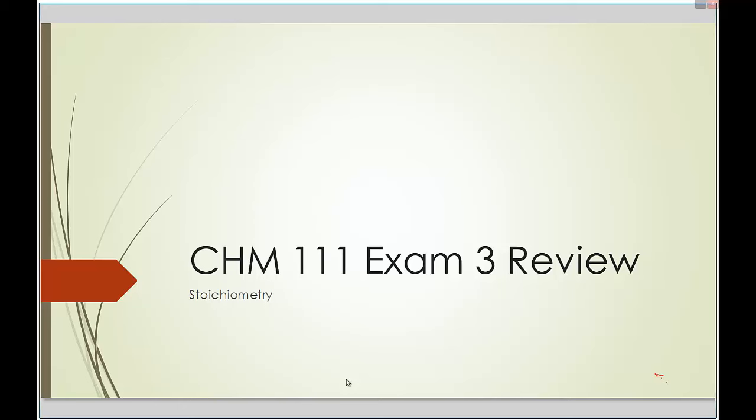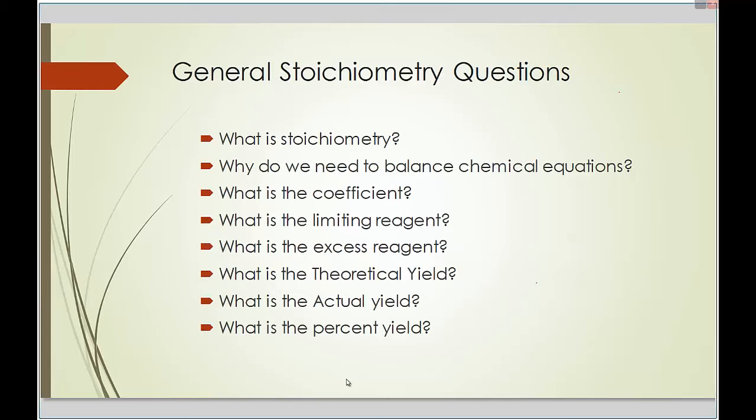This tutorial will be a review for Chem 111 Exam 3. In this particular one, we will be focusing on stoichiometry. So what is stoichiometry? Stoichiometry shows the prediction of both the reactants and the products. In other words, it shows you how much you can actually create in a chemical reaction. It can also show you how much you need of the other reactants. So it shows you both. It also is a way to show relationships between things.